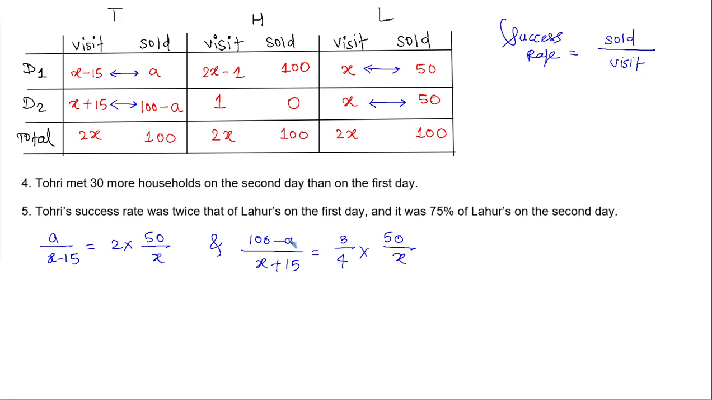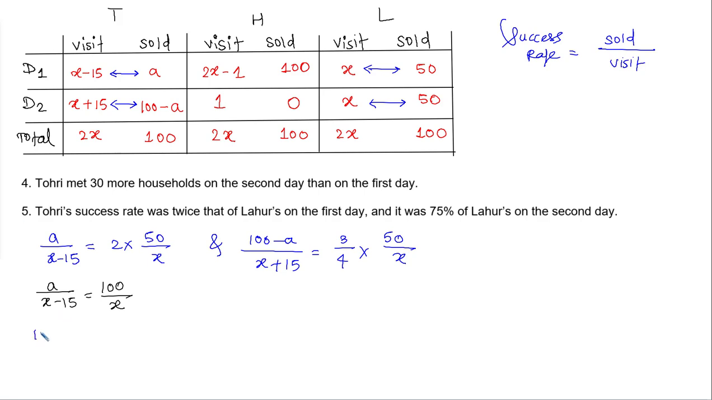Let's get the value of A from the first equation. Hold on. The value of A is going to be how much? Or hold on, shall we get the value of A or value of x? So let's simplify this first of all. A divided by x minus 15 is equal to 100 divided by x.